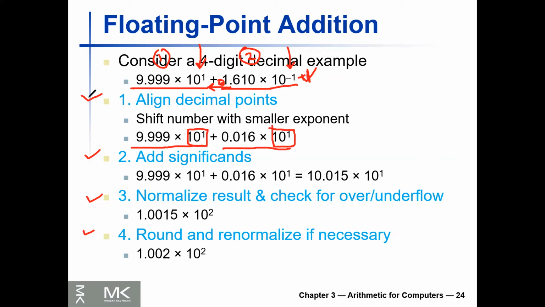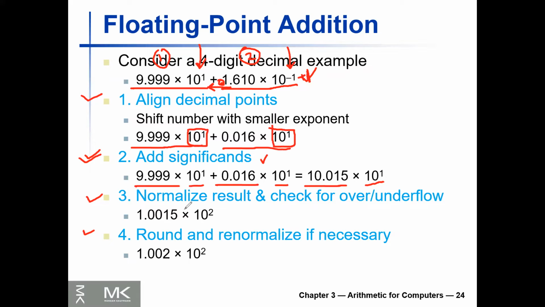After getting this, this is the first step. Second step, add the significands. That is, add the fraction parts only. When you add them, you will get this answer. This is the common fraction part.